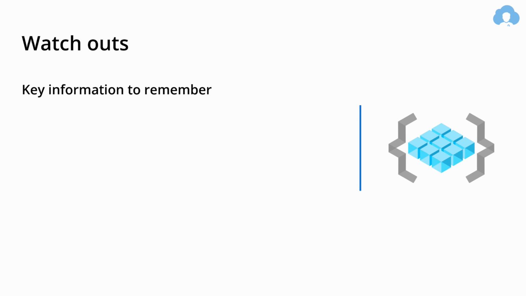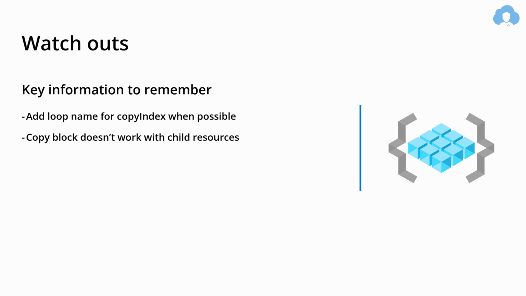There are not many watchouts here, but key information that you should always remember is use the loop name for the copy index whenever possible. It's just a good practice. Copy element doesn't also support child resources, so if you need to create a child resource, for instance for storage account, create a storage container, then you need to create it as a top level resource. And if you're changing deployment mode on your templates, be careful when using complete mode, because any resource that is not resolved during the template deployment, including those resource iterations using copy blocks, will be deleted.